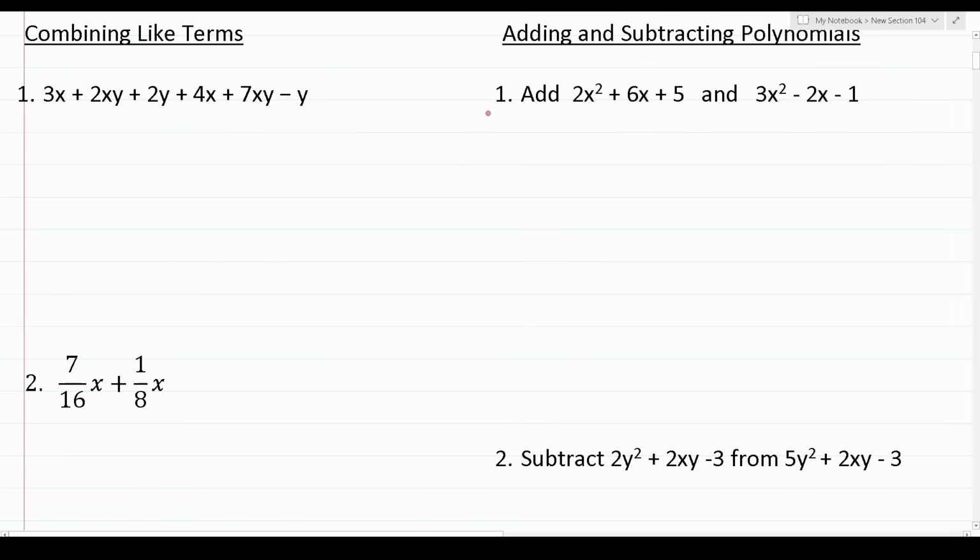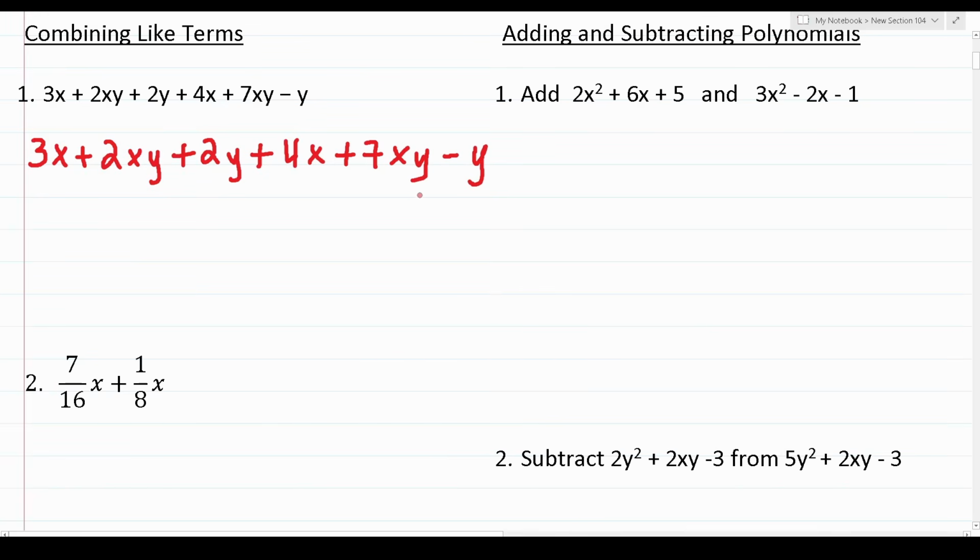So I'm going to start by writing this down as if I was writing on my own scratch paper. Again, we have 3x plus 2xy plus 2y plus 4x plus 7xy minus y. All right, our goal here is to combine all the like terms in this expression, which will simplify this expression. So typically, I like to start on the very left-hand side of the expression and work my way to the right. So that means I'm going to start right here at 3x.